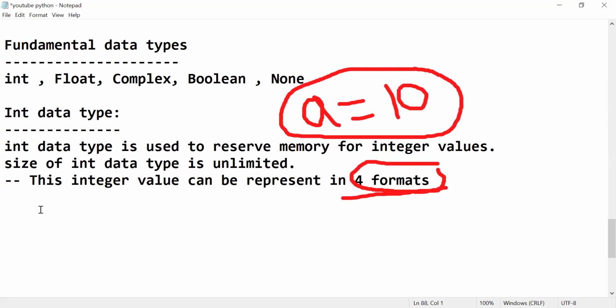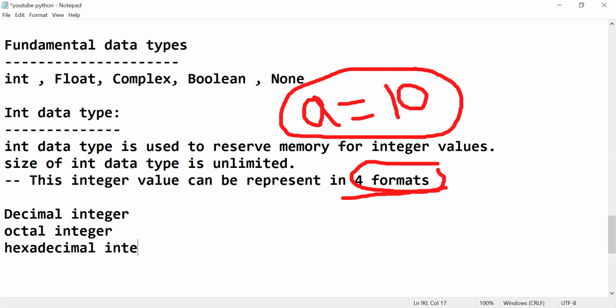Number one is the decimal integer, guys. This is called a decimal integer. And one more, we have the octal integer value, octal integer, and hexadecimal integer, and binary integer, guys.